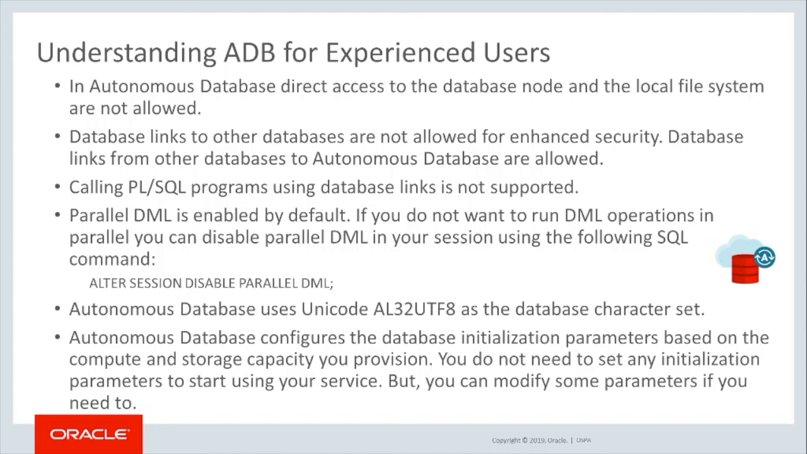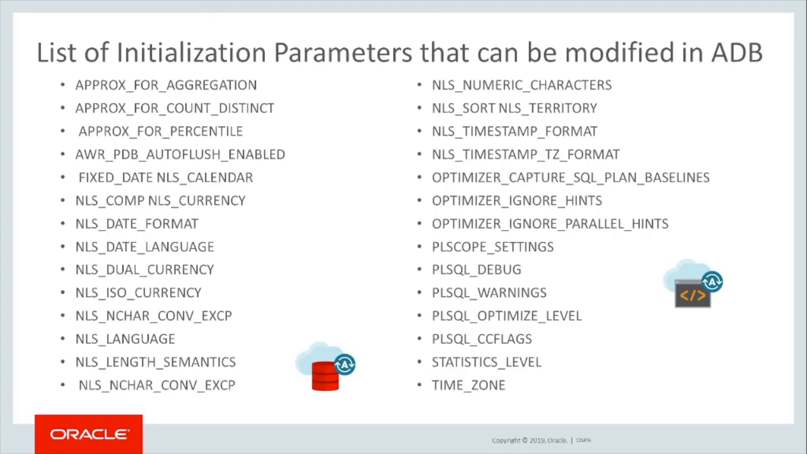Parallel DML is enabled by default. If you do not want to run DML operations in parallel, you can disable Parallel DML in your session using the following SQL command. Alter session, disable Parallel DML. Autonomous Database configures the database initialization parameters based on the compute and storage capacity you provision. You do not need to set any initialization parameters to start using the service, but you can modify some parameters if you need to. Because Autonomous Database is automatically managed, some initialization parameters can be changed and some cannot. In this slide are listed all the parameters that can be modified in Autonomous Database.